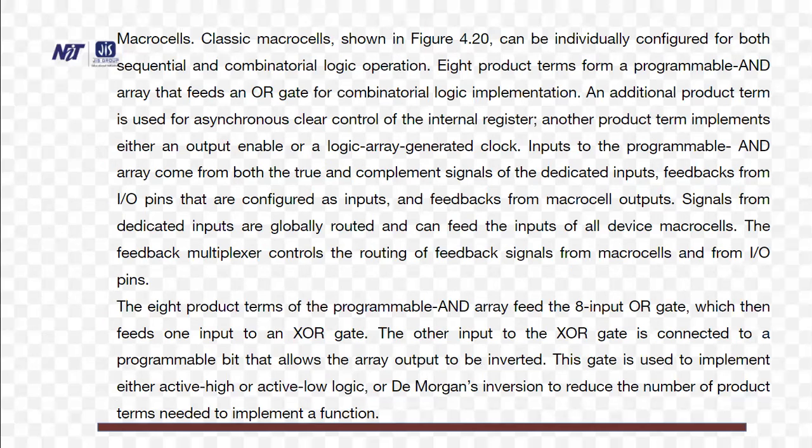The 8 product terms of the programmable AND array feed the 8 input OR gate, which then feeds one input to a XOR gate. The other input to the XOR gate is connected to the programmable bit that allows the array output to be inverted. This gate is used to implement either active high or active low logic, or De Morgan's inversion, to reduce the number of product terms needed to implement.